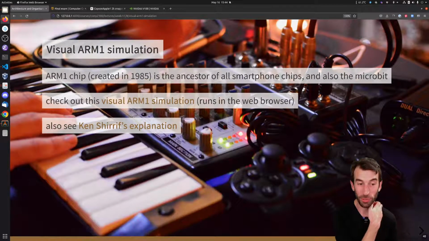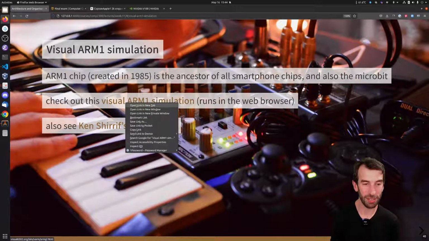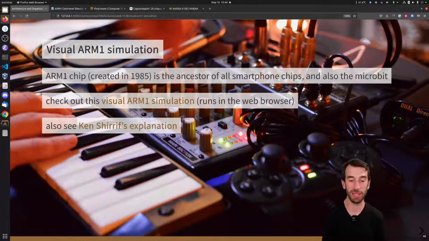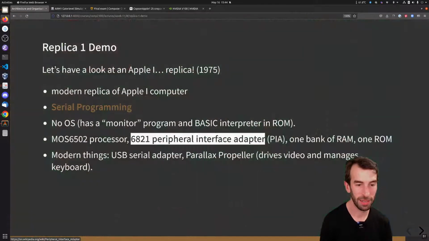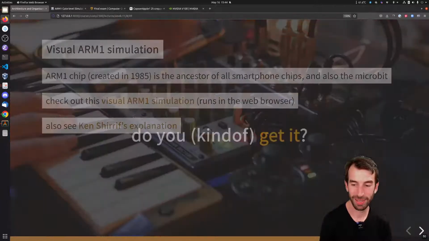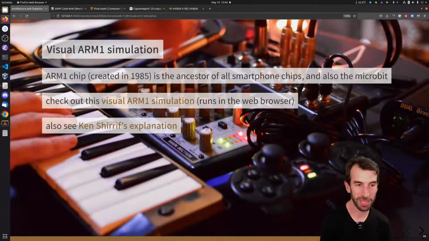Oh yeah, a cool thing. So we're going to look at this little web browser simulation of an early ARM chip, the ARM1, the first ARM chip, the ancestor of all smartphone chips and your micro:bit. I wonder what other slides I have. I might wrap it up in a minute. We'll do this Replica 1 demo later. The last thing we'll do is this ARM1 simulation.